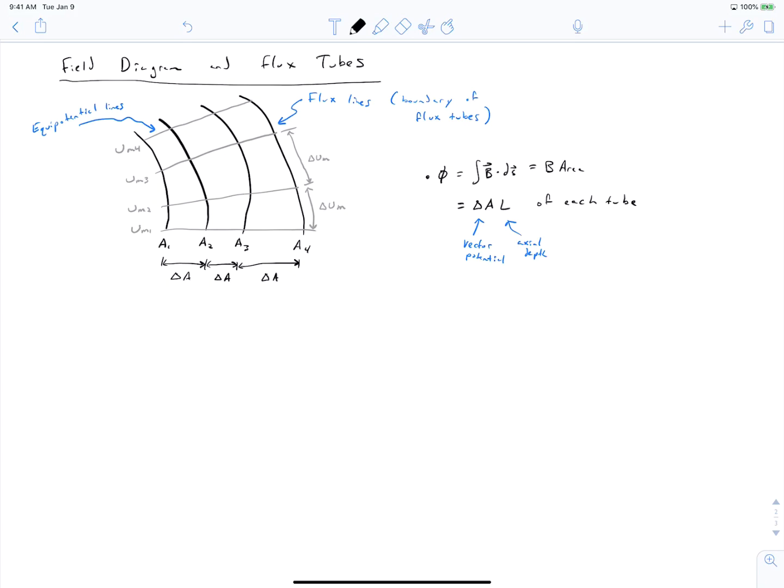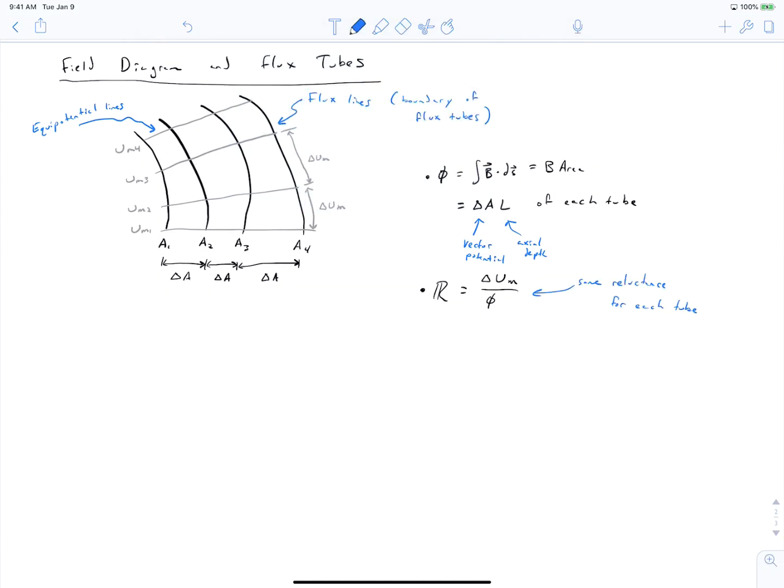We can find the reluctance of each of these flux tubes. If you recall, reluctance is equal to the difference in our magnetic voltage divided by the total flux that flows through the tube. This is just Ohm's law for a magnetic equivalent circuit. And so each of these tubes that we've shown up here, because they have the same delta A, is going to have the same reluctance.